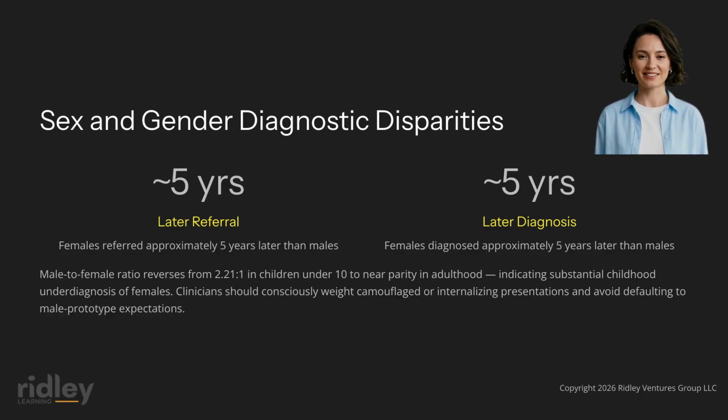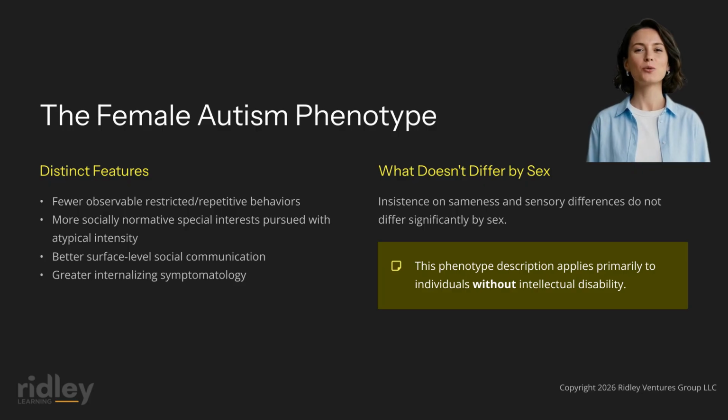Consistent with these service data, the 2025 DSM-5-TR text update expanded guidance on sex and gender-related differences and on camouflaging, explicitly cautioning clinicians that females and gender-diverse individuals may be missed because of subtler symptom expression and compensatory strategies that mask core features in social contexts. Let's look more closely at what the female phenotype actually involves.